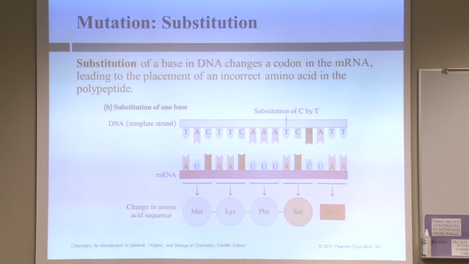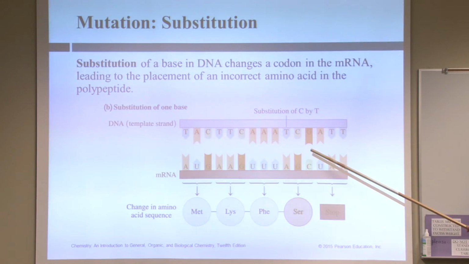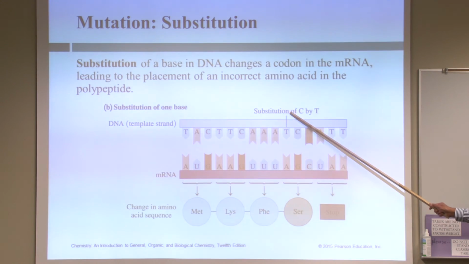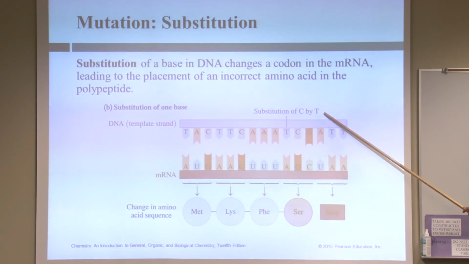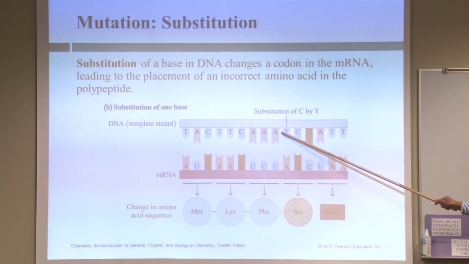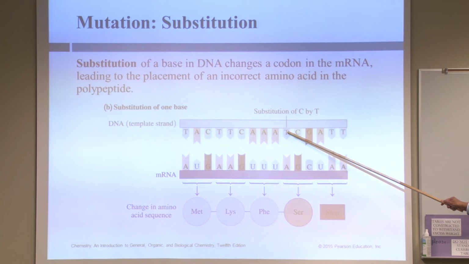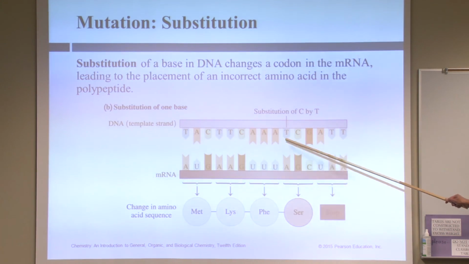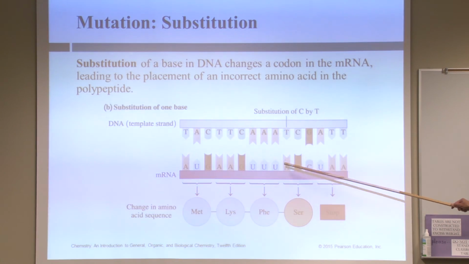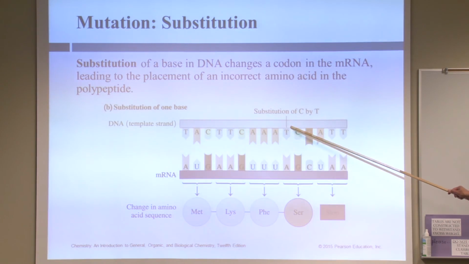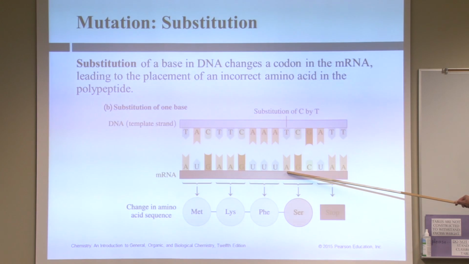Now if a point mutation or substitution has taken place, so we are replacing this by C. Okay? Substitution of C by T. So there was a cytosine, now there is a thymine. So when there is a cytosine, this becomes a guanine. Now there is a thymine, so it is an adenine. So the transcription has altered on the messenger RNA.